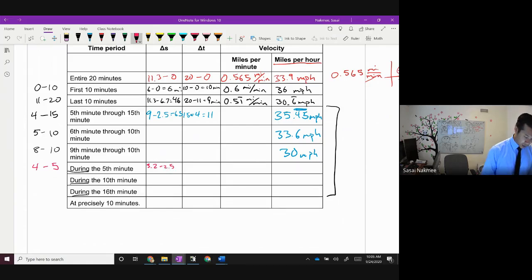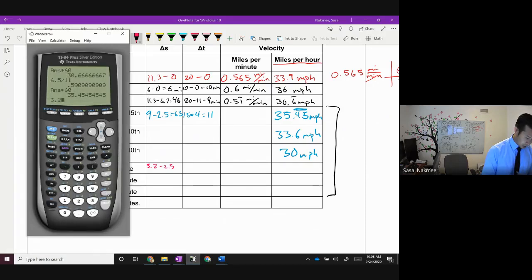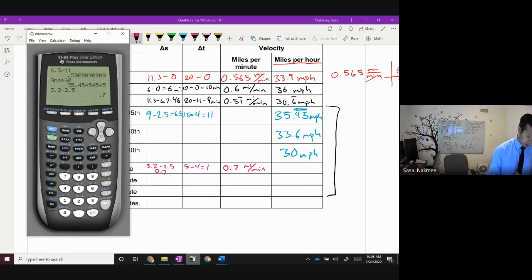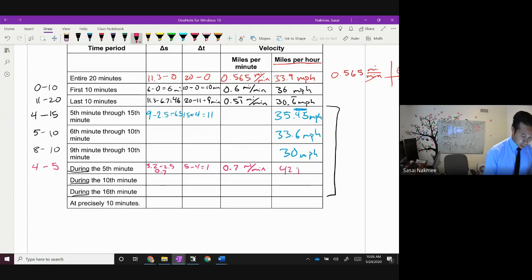And that's going to give me, let's see here, 3.2 minus 2.5, that's going to give me 0.7 miles that they traveled in that interval. And then that's 5 minus 4, which is equal to 1 minute, right? So that's going to give me 0.7 miles per minute. Or in other words, how fast is this person going? This person was going 42 miles per hour at this minute.